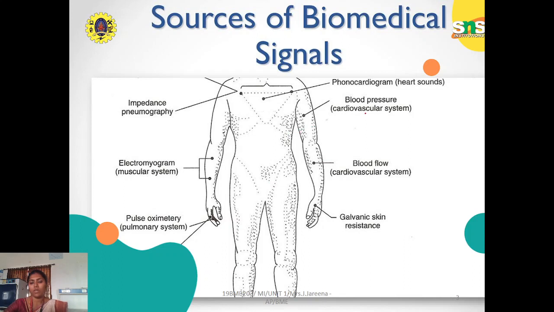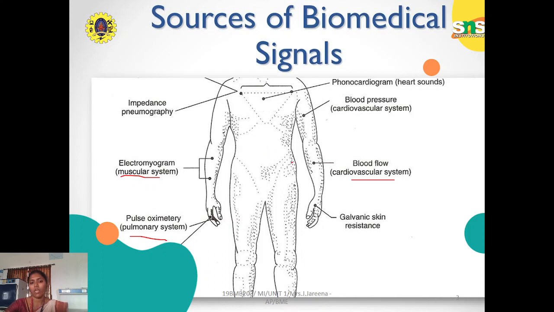For example, we have so many systems, right? If you start with the muscular system, pulmonary system, cardiovascular system, and many more in the human body. If you want to assess the status or the working function of that particular system, we need to capture or extract these biomedical signals from the body. By processing these biomedical signals, at last we come to know the function or status of that particular system. So this is what this slide represents.